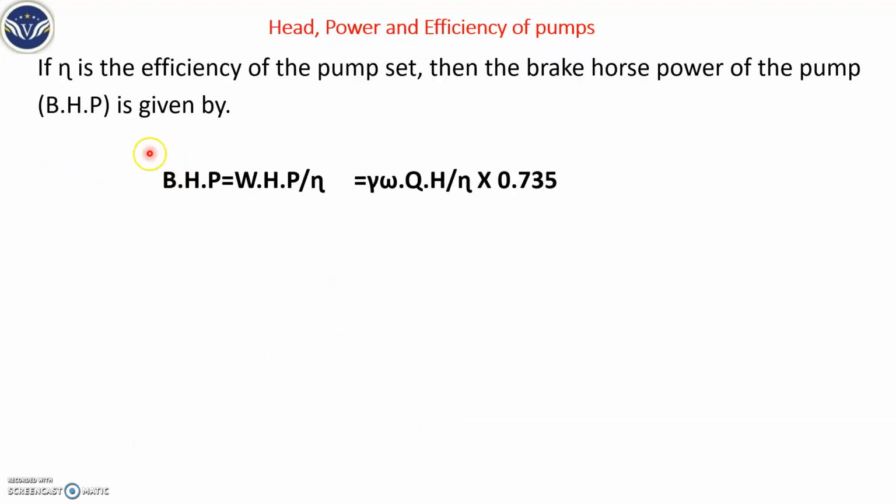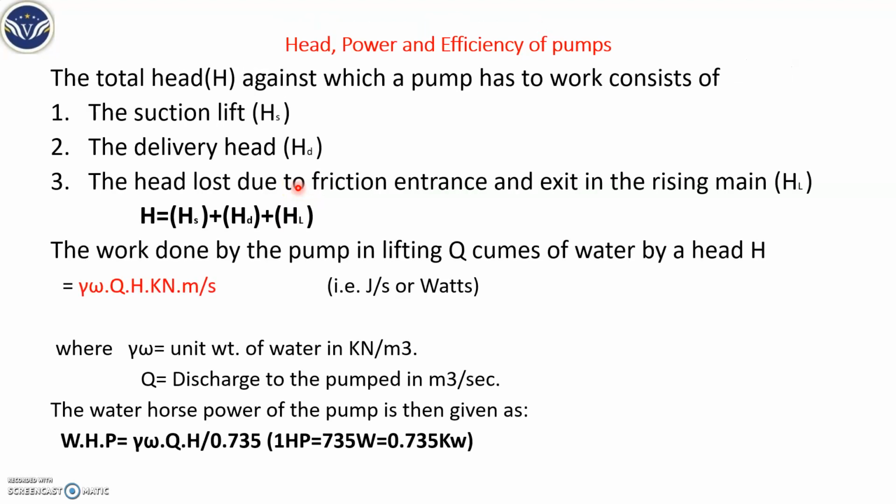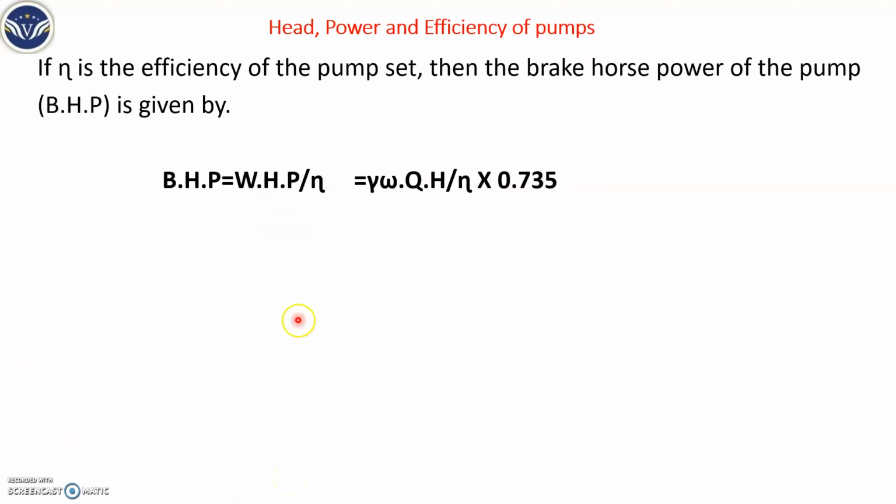Now BHP, that is brake horsepower, is equal to WHP divided by eta, that is efficiency. Here WHP is given by this equation. So now the equation becomes rho W Q H divided by eta into 0.75. These equations will be very helpful, or handy, in calculating the problems themselves.